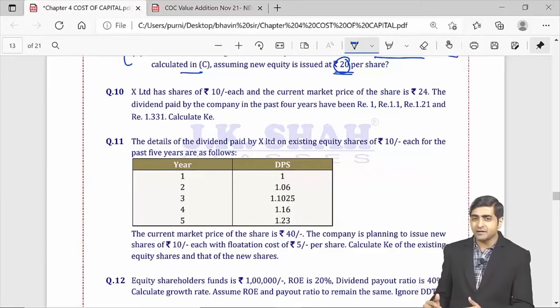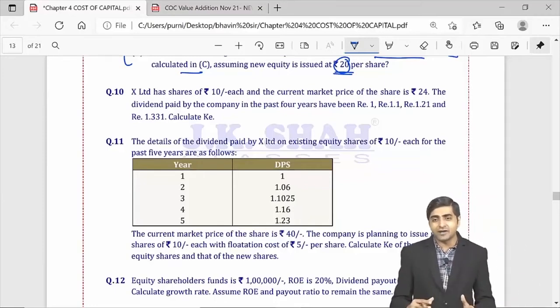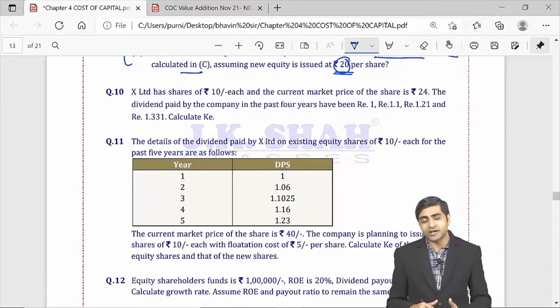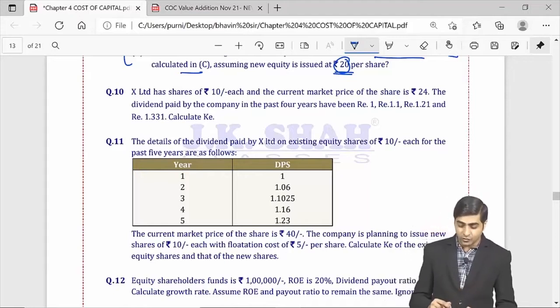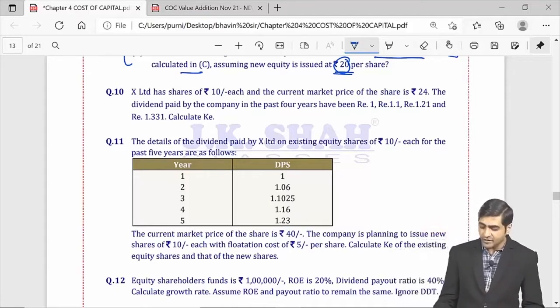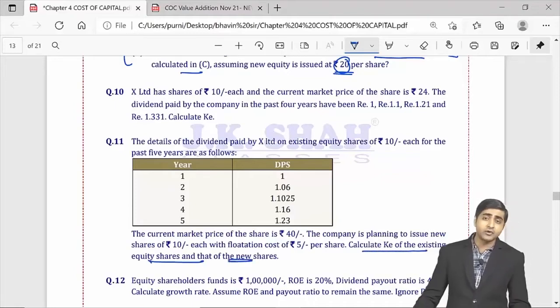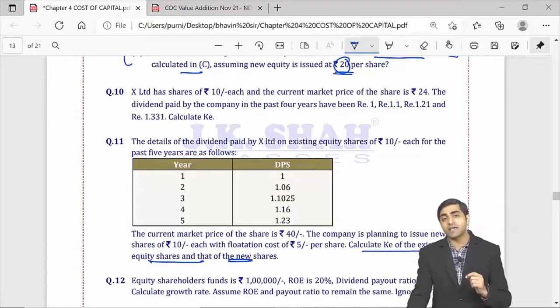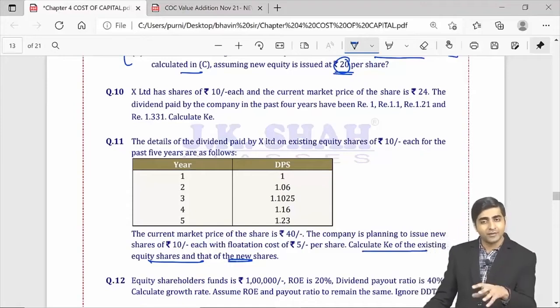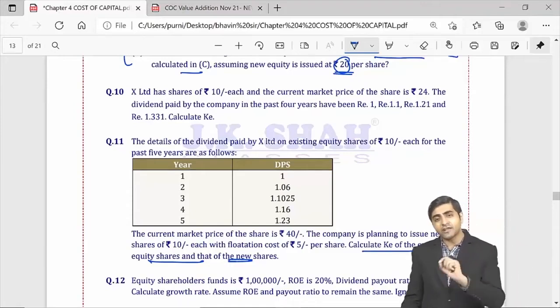In question number 11, your past year dividends are given to you, but they are not growing at a constant rate. So we need to take the average growth rate here. Okay. And on the basis of which you have to calculate your KE existing as well as KE new. The difference here will be for KE existing, as we have revised, you will be taking market price, and for your KE new, you will be taking net proceeds.